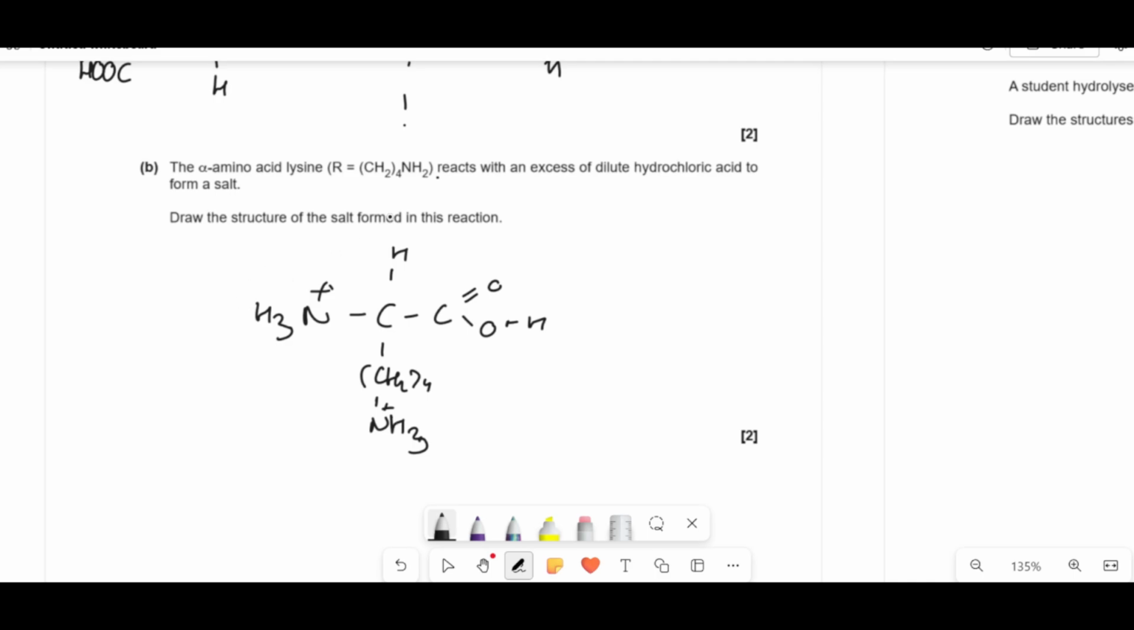But it's asking you to draw the salt. The salt, well, it's going to be whatever this thing is, and chloride. So in the same sense, if you add NaOH, you make NaCl, right? All we're doing is we're just going to make this, but with a Cl minus on it. So Cl minus, and then Cl minus like that.